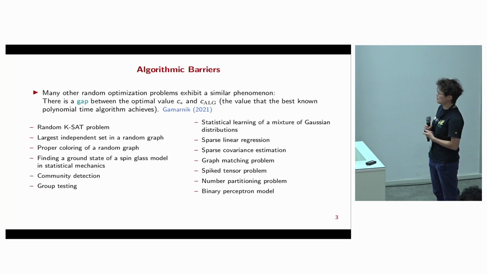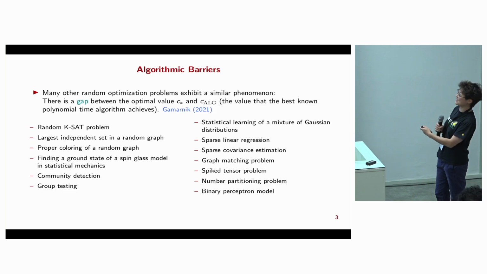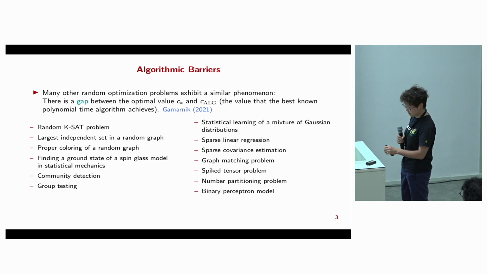For example, I mean, you don't have to take pictures. There's a very nice survey by David Gamarnik and everything is there. So for example, there's the largest independent set problem. There are also a lot of more statistical flavored problems, also my favorite, the binary perceptron problem.